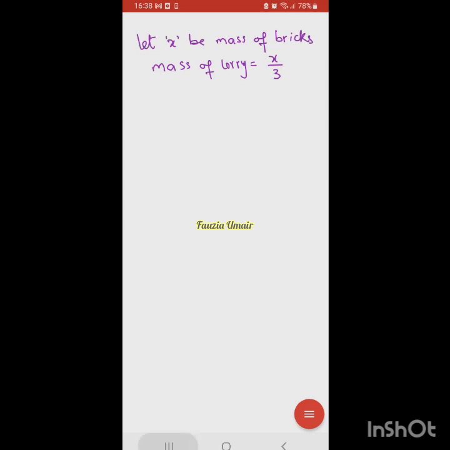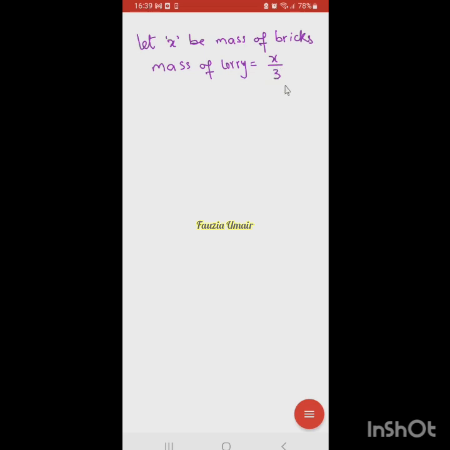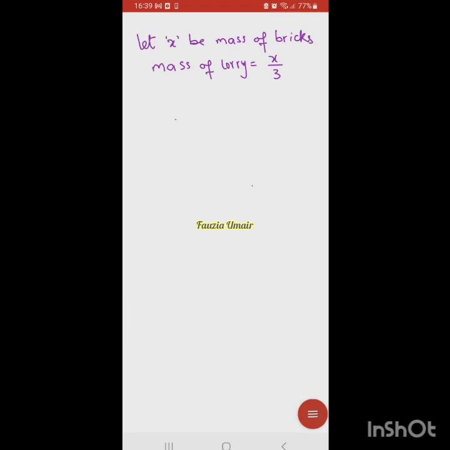What is the mass of the empty lorry? It is 3 times less. Like if the mass of the bricks is, I'm just assuming, 90 kg, then the mass of the lorry is 1/3, so it is 30 kg. Is this understandable? The empty lorry's mass is 30 kg. And for the loaded lorry, the bricks come on top of it, so we add both. Is this clear or not? If not clear, I will explain it again. Abrish: Ma'am, I cannot hear you. Explain it again. Is it clear, the two things we have written?